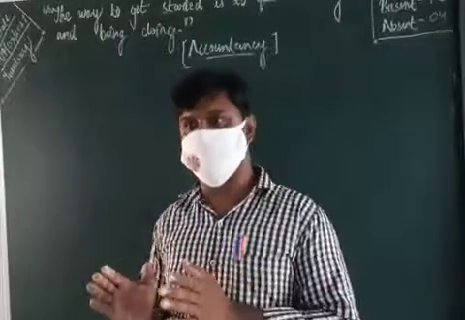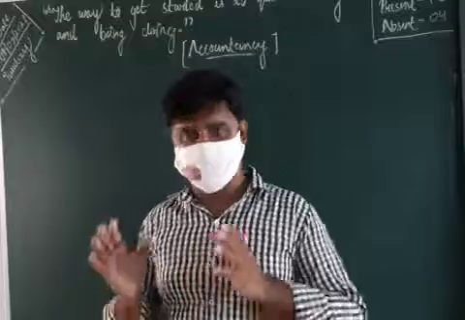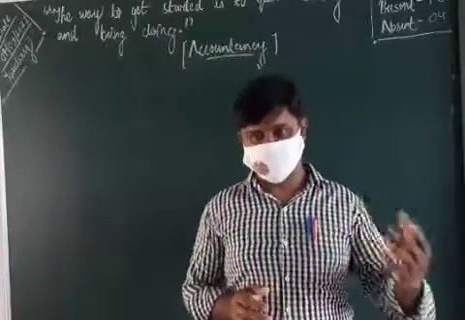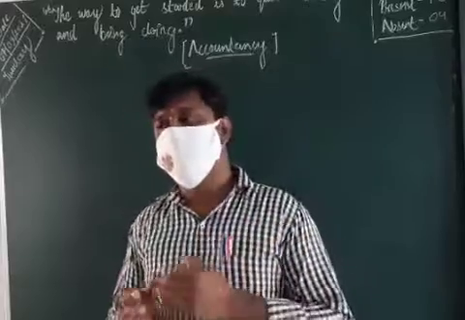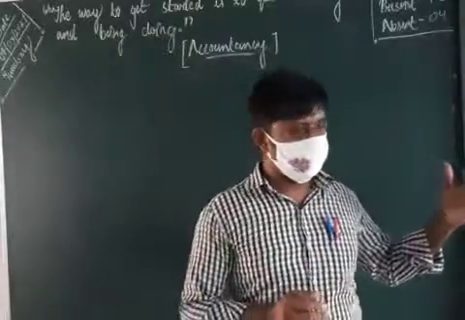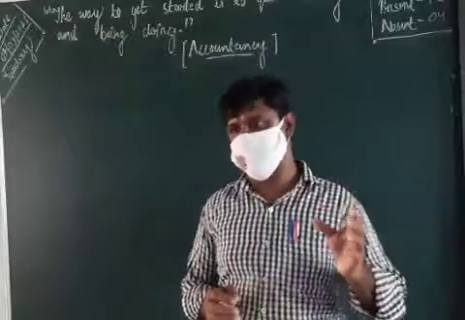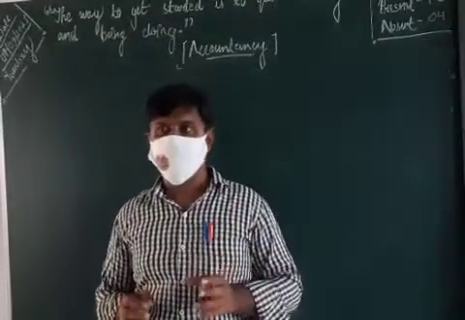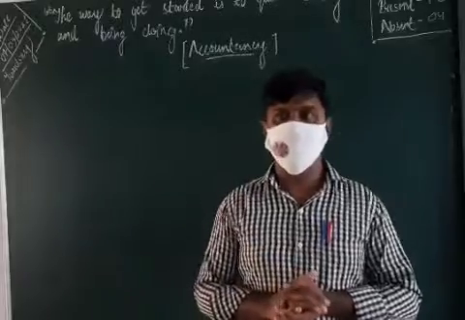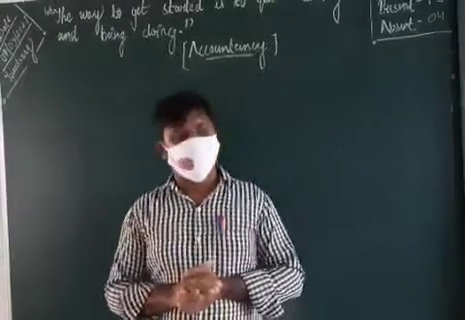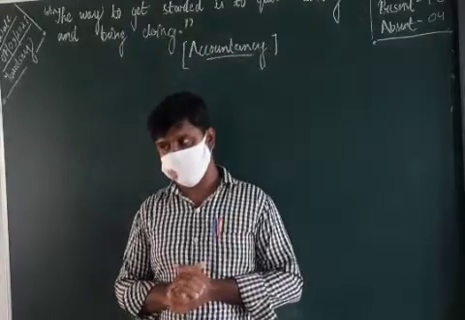In class 11 we mostly study two methods: one is the straight line method and the other is the written down value method. In the straight line method we already found out how to calculate the depreciation amount. Now we can see the written down value method. Under this, how do we find out depreciation?